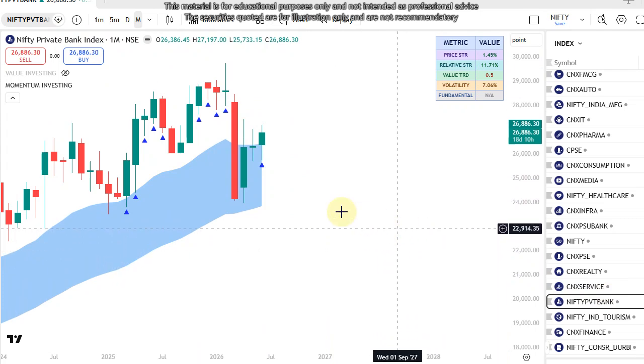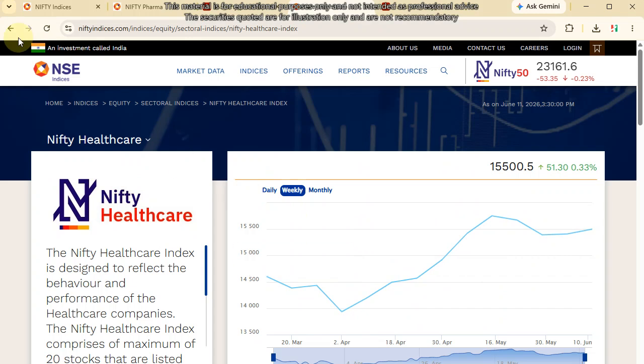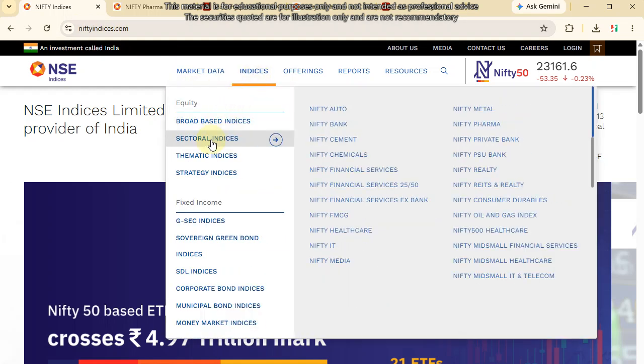So how to see the sectors? These are the sectors. How to see the sectors? You can go to the niftyindices.com website. Go to indices. In this you can see the sectoral indices. Whatever sectoral indices are available in TradingView, I have shown you. In this you can see Nifty Pharma and Nifty Healthcare.